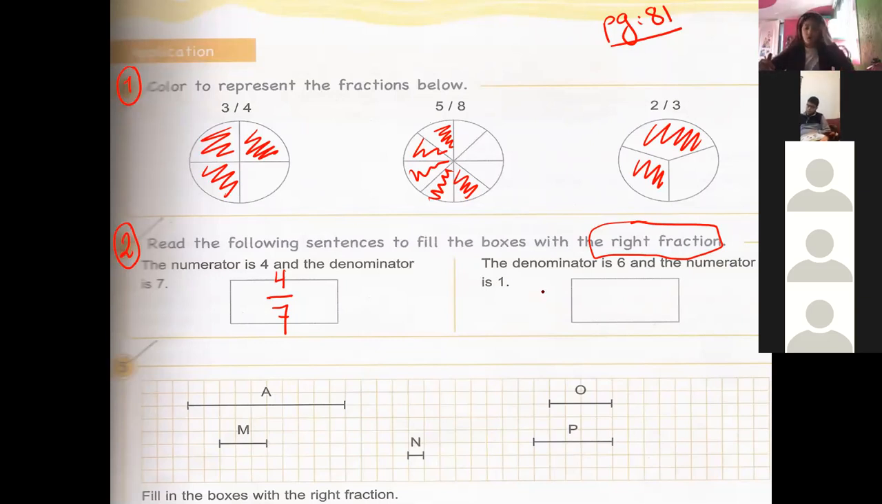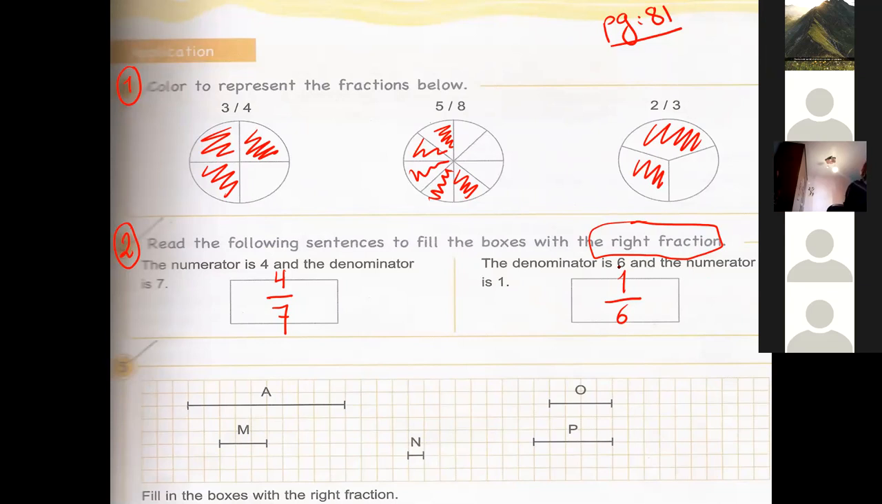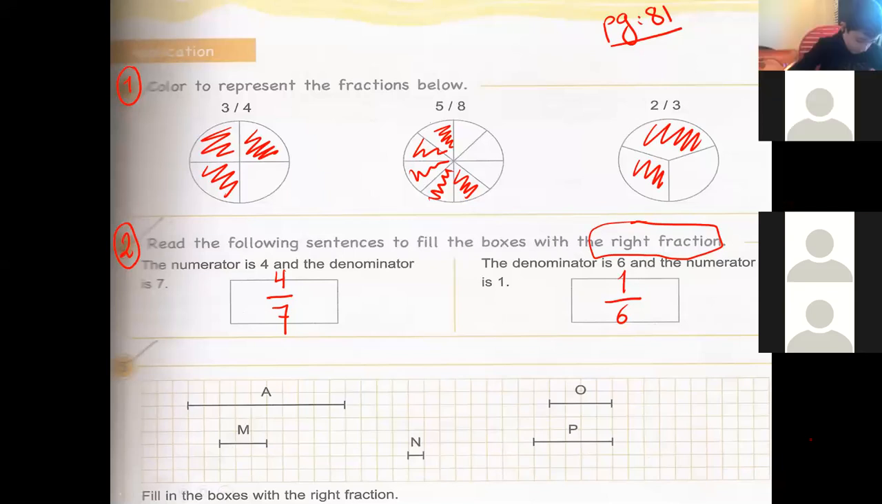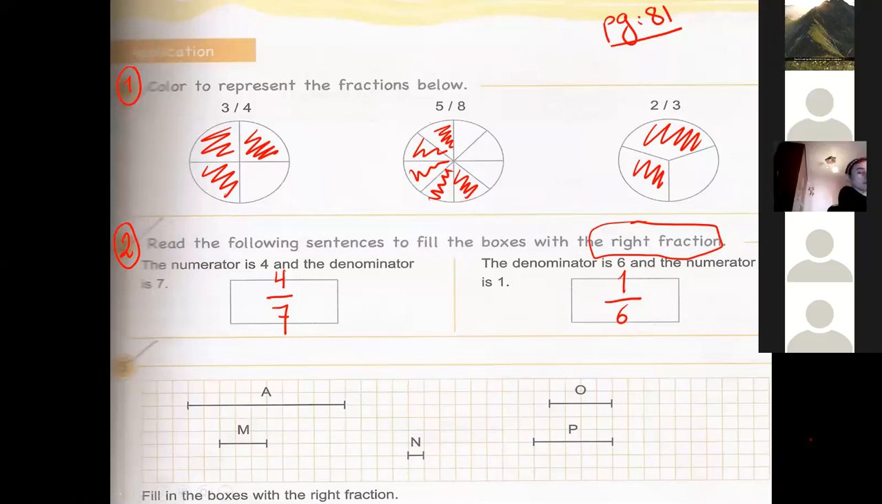For example, the second one, Zahra. Look. Denominator 6 and numerator 1. How do we write the fraction? 1 up and 6 bottom. Excellent. 1 out of 6. The 1 is the numerator, it's at the top. 6 is the denominator, it's at the bottom. Teacher, they are making a trick. They switched them. Yes, they did a trick. So you have to concentrate. Always numerator at the top, denominator at the bottom. Okay? Is it clear? Yes. Okay. Easy.